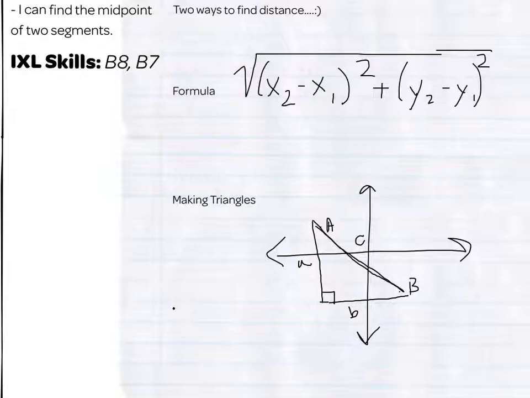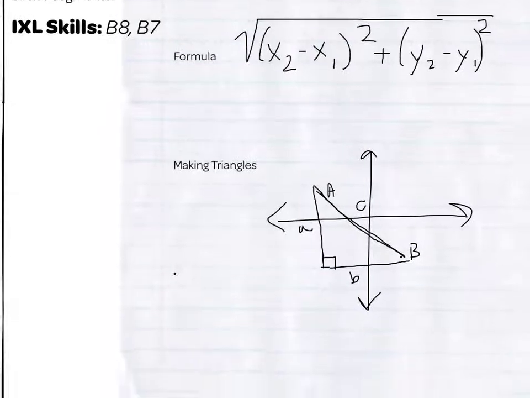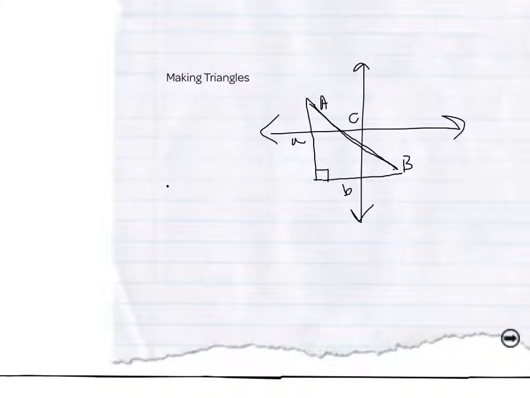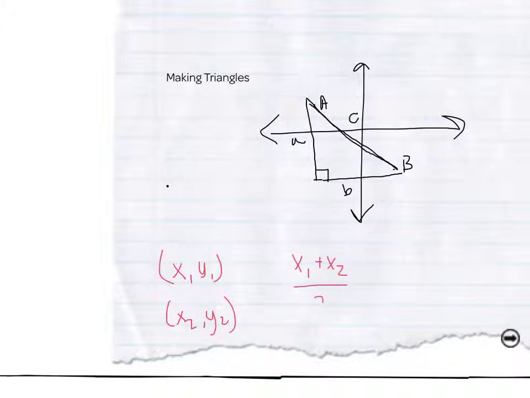Last but not least, let's quickly talk about the midpoint again. The midpoint is simply, if I have two points and I want to figure out where the midpoint is between them, I'm going to look at the first point, look at the second point, and then simply add the x's, divide by 2, add the y's, and divide by 2. And I simply have the midpoint of the segment.